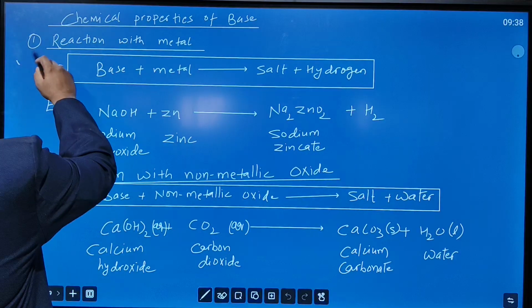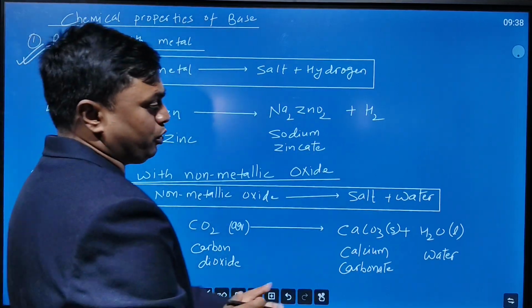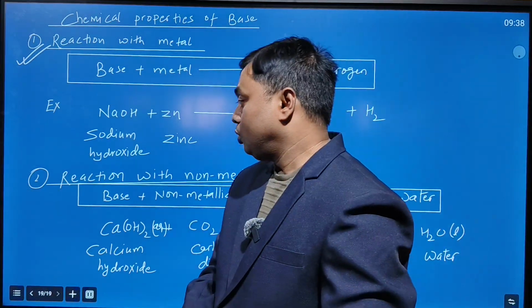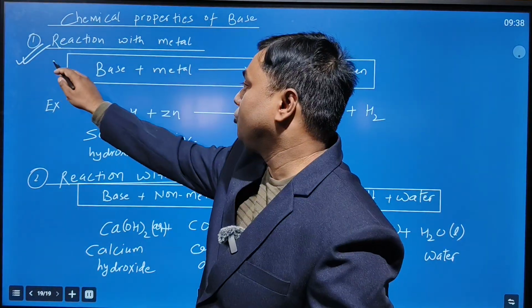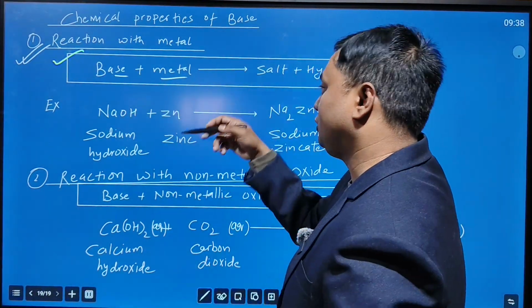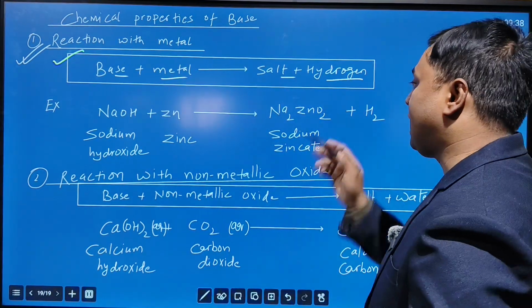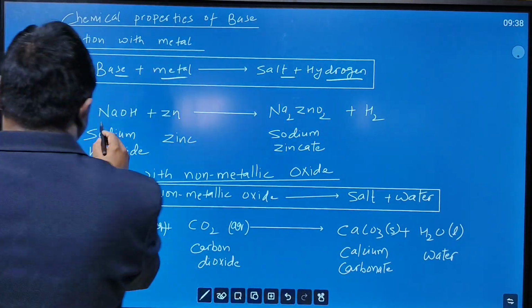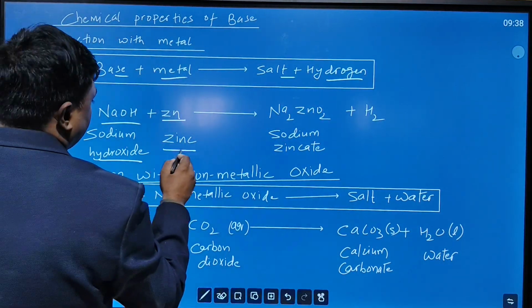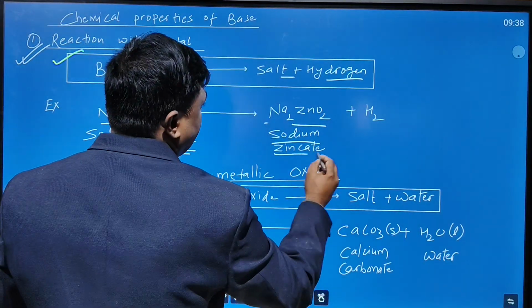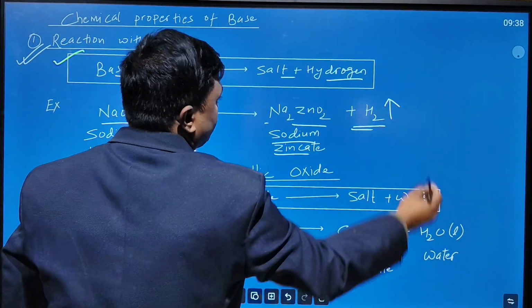Next, last is the chemical properties of base. When we talk about the chemical properties of base, two types of reactions are there. One is base with metal, as we already did. Whenever base reacts with metal, it gives you salt plus hydrogen, like NaOH, sodium hydroxide, reacting with zinc gives sodium zincate, Na2ZnO2, plus hydrogen gas.